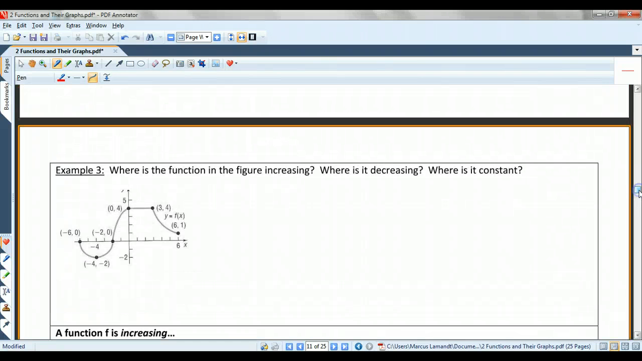Okay, example 3. Where is the function in the figure increasing, where is it decreasing, where is it constant? Increasing means that going from left to right, it's going up. So like from here to here, it's increasing. I'm sorry. Let me rephrase that. All the way from here to here, it's actually increasing. Okay? So this is from -4 to 0.